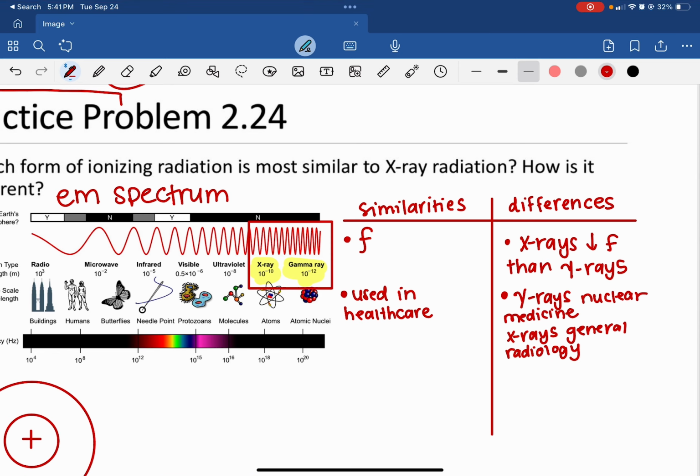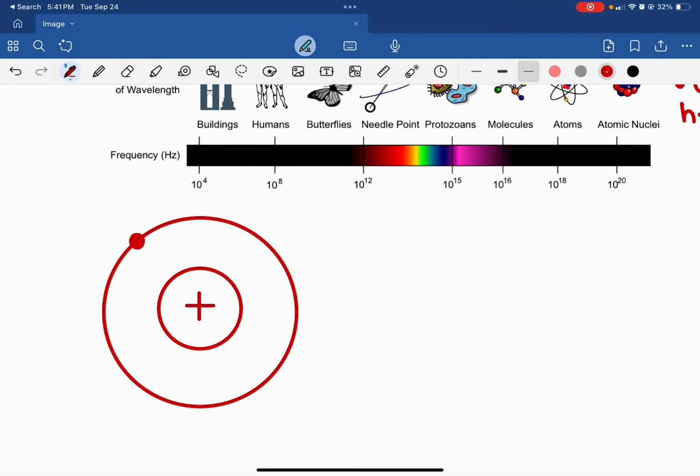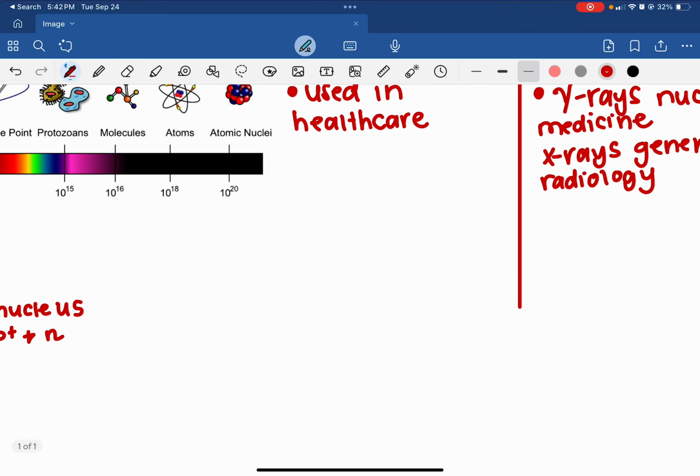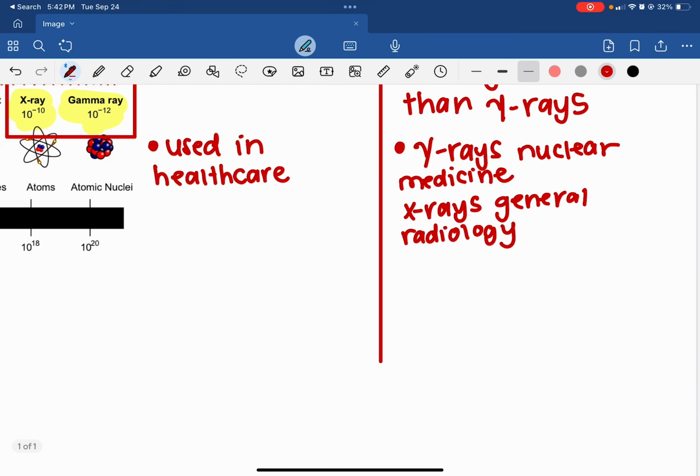In terms of where they come from on the atom, we have the nucleus of the atom. We have here our positively charged nucleus. Inside of our nucleus, we have protons and neutrons. On the outside of the nucleus, we have electrons. And gamma waves or gamma rays, because they are used in nuclear medicine, are emitted from the nucleus of the atom. Whereas X-rays are emitted from this electron shell on the outside here. Whenever there is a change in energy from the electron shells, that is where you see X-rays.